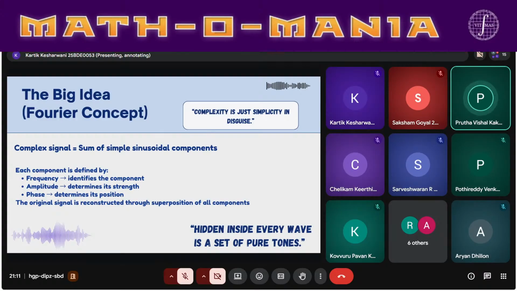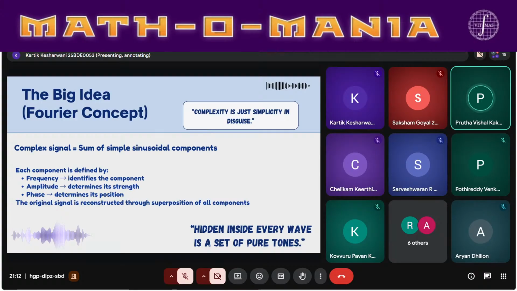And this brings us to another important concept, the frequency domain. In the frequency domain, instead of looking at time, we look at frequency. We ask questions like what frequencies exist in this signal and how strong are they?